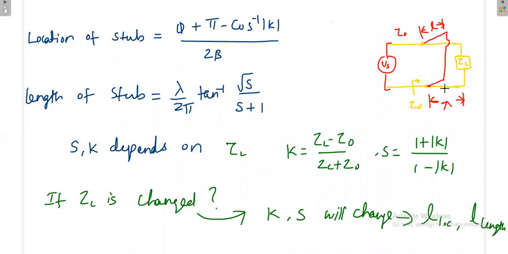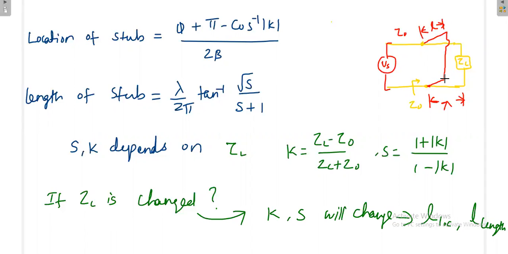Your position also will vary, and you have to vary the length of the section also, because we don't know what will be the length for the new load impedance. Again, removing the transmission line and varying the section of the transmission line is something difficult.